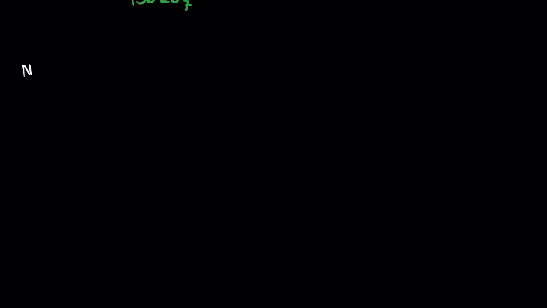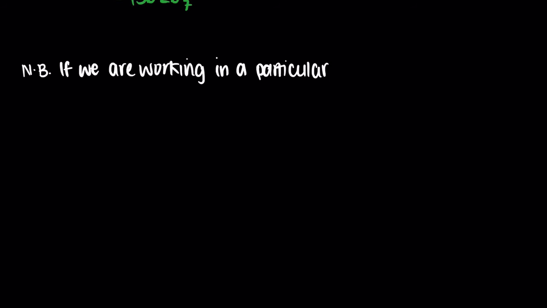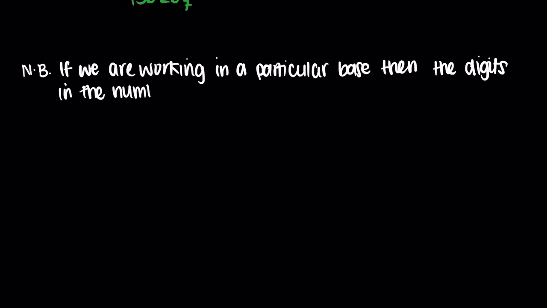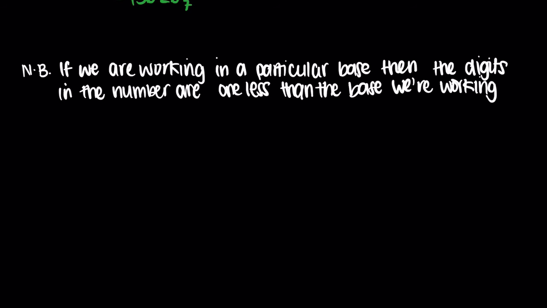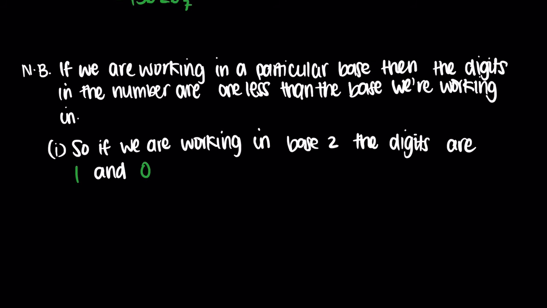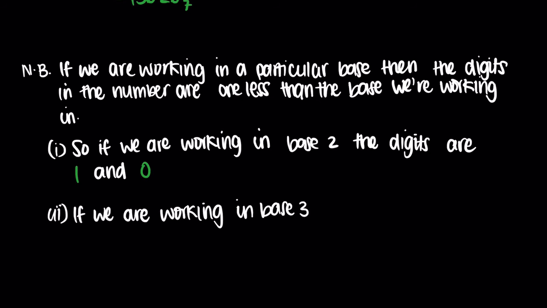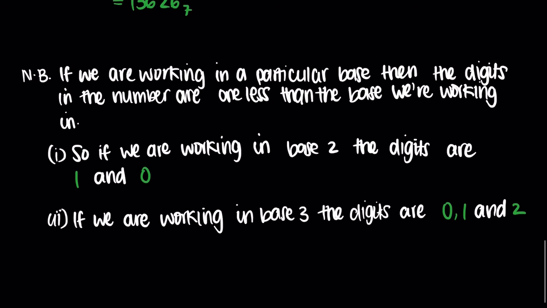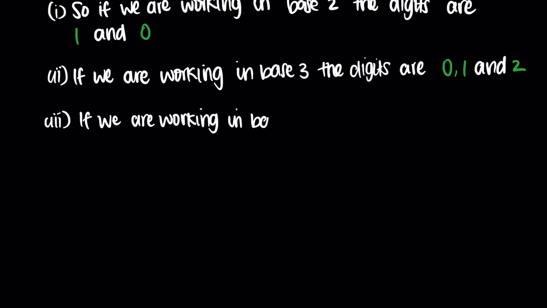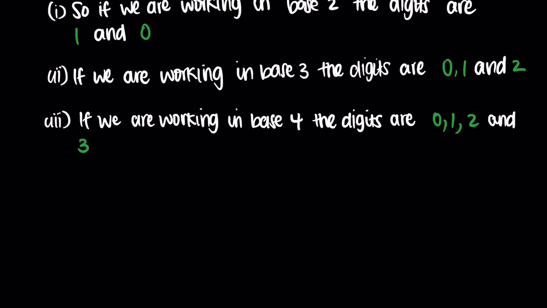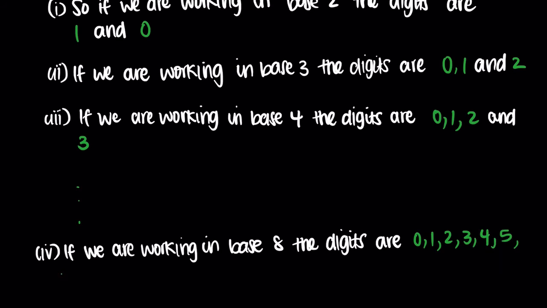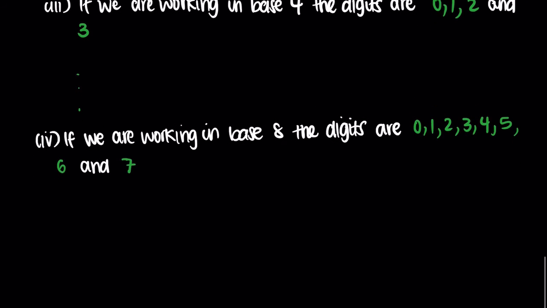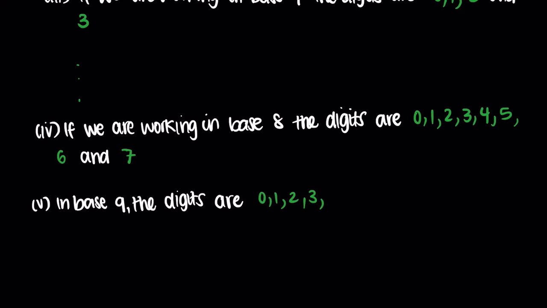And this brings me to my point. If we're working in a particular base, then the digits in the number are 1 less than the base we're working in. So if we're working in base 2, the digits are 1 and 0. If we're working in base 3, the digits are 0, 1, and 2. If we're working in base 4, the digits are 0, 1, 2, and 3. If we're working in base 8, let's say, the digits are 0, 1, 2, 3, 4, 5, 6, and 7. And if we're working in base 9, the digits are 0, 1, 2, 3, 4, 5, 6, 7, and 8.